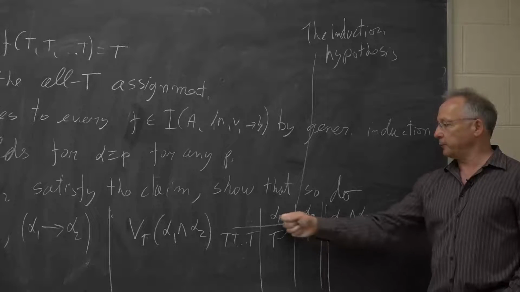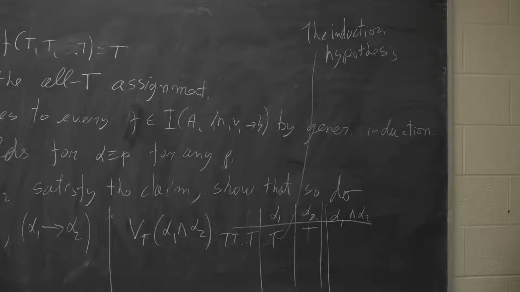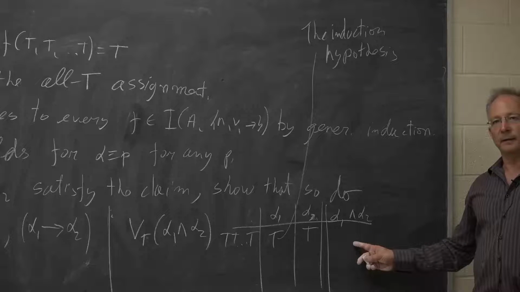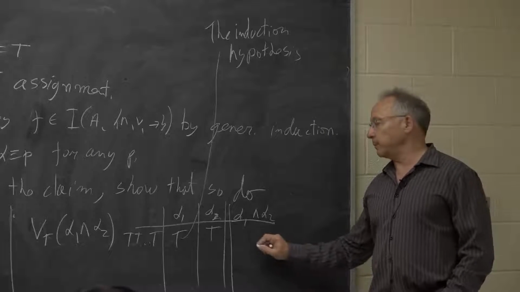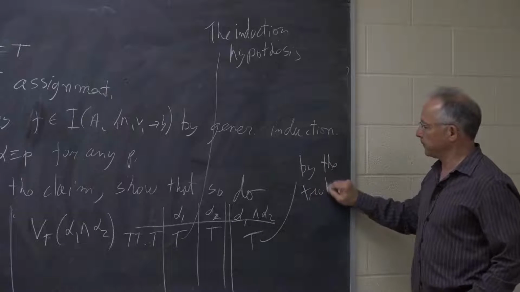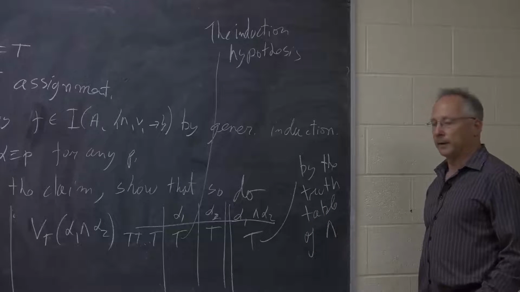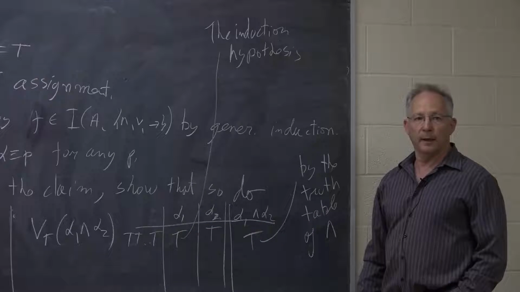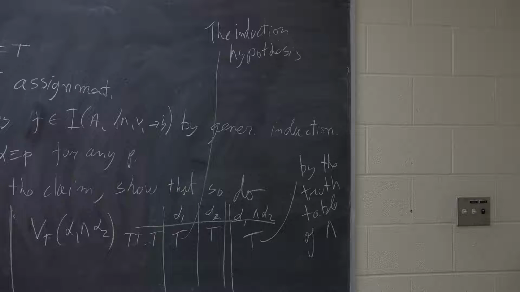The induction hypothesis was that for alpha 1 and alpha 2, under the all-T truth assignment, I got T. And now, how will I get T here? What will I use now? The truth table of AND. If I already know that this is T and this is T, I can use the truth table to conclude that alpha 1 and alpha 2 will also get T. And we just have to repeat it for each of those three connectives.